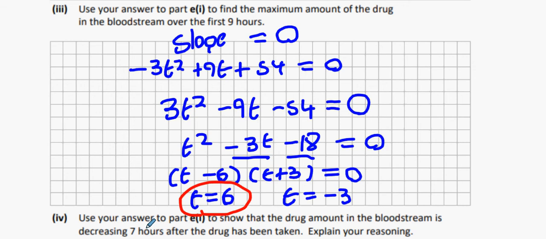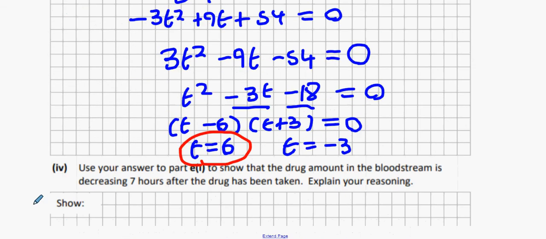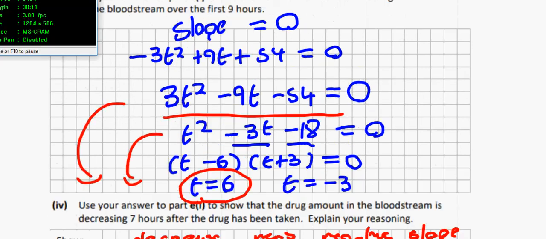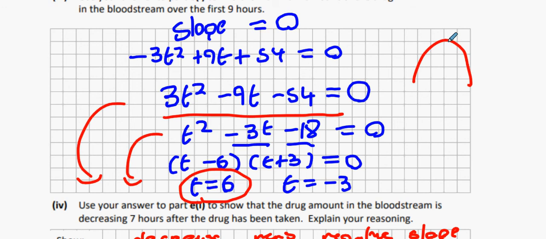Use your answer in E part 1 to show that the drug amount in the bloodstream is decreasing 7 hours after the drug has been taken. Explain your reason. What does decreasing mean? What value for slope? Negative. Means negative slope. Yes, sir. The reason why the slope is 0, guys, is because it's a maximum. At a turning point, the slope is always 0. Whether it's your maximum or your minimum, the slope is always 0 because it's not increasing nor decreasing. Okay, guys. Next question.